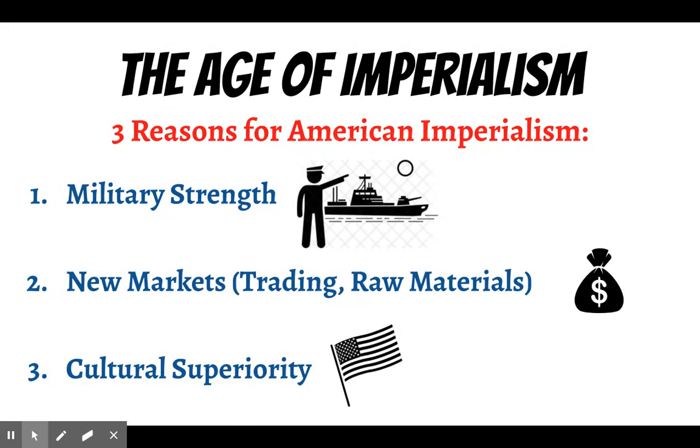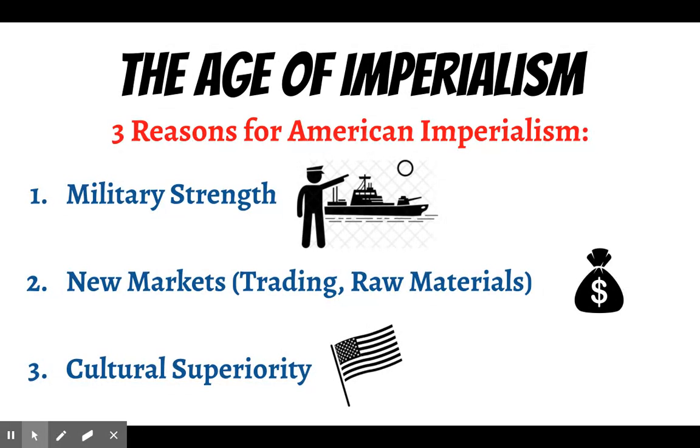Because imperialism does come with risks. You risk making your people mad. You risk conflict and war. You risk taking over the wrong areas. But why is America willing to risk that? Why is America changing into an imperialistic country?